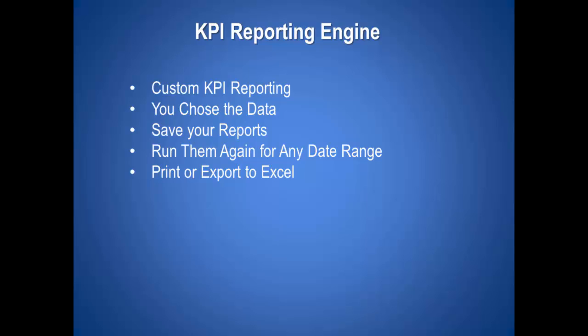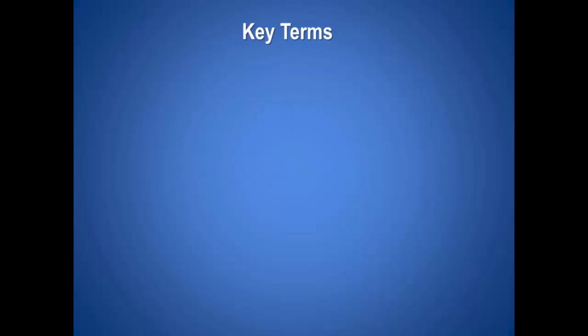There's a few key terms you need to be aware of before we get started looking at the KPI engine, and the first one is KPI itself. A KPI is a key performance indicator. This is an individual data point related to your technicians or your business. An example would be a sum or an average or a ratio, something like an average ticket for a technician or total sales for a period of time.